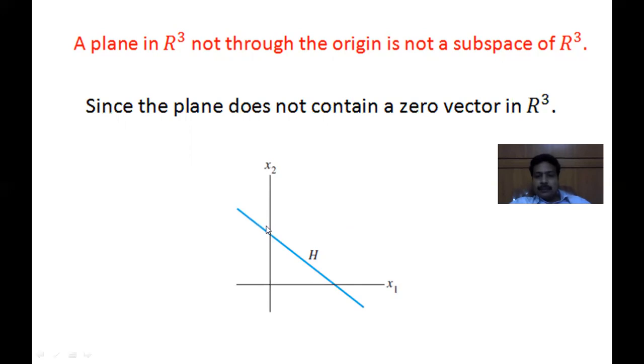Geometrically, it will look like this. We imagine a space, and this is the plane, a 3D plane. It has many 3D vectors, but it does not contain the zero vector. So it is not a vector space itself, since it does not contain the zero vector. So it is not a vector space nor a subspace of R3. So this is one more example.